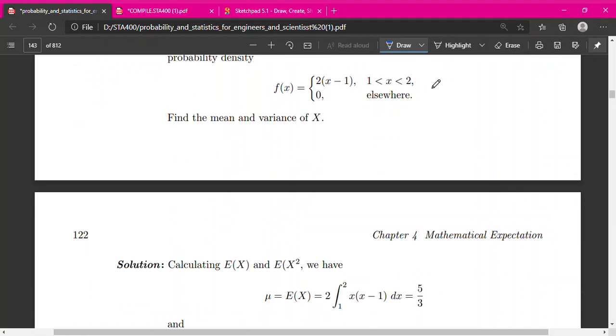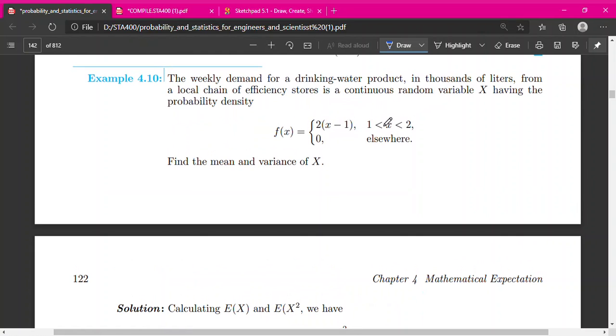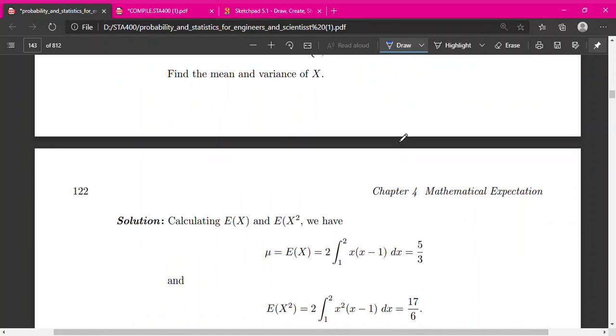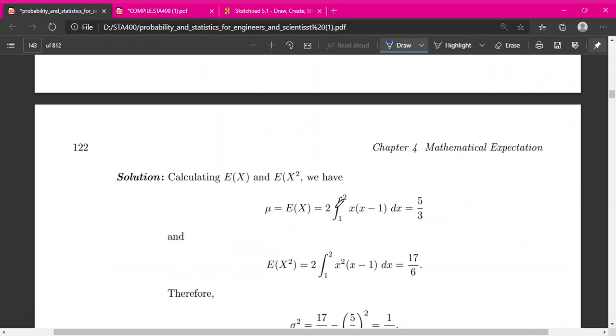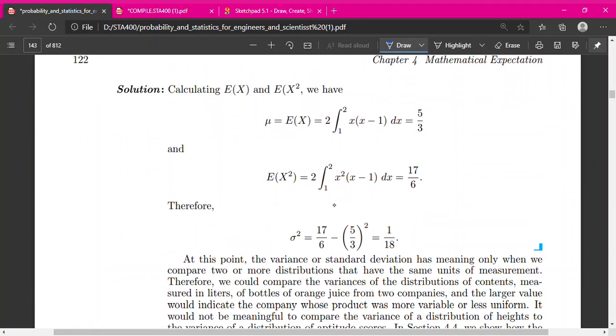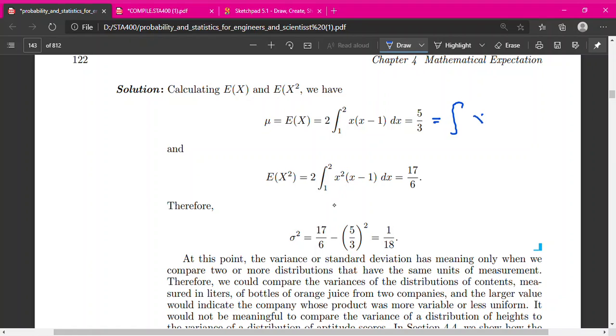The limit is 1 to 2,000 liters. So to find the mean and the variance, the mean is here, which is X multiplied by fx. Right, fx was 2 multiplied by x minus 1. So 2 multiplied by x minus 1, multiplied by x, like this, x fx dx. So X is X, fx is 2 times x minus 1, but we take the 2 out to the front because it is a constant, you know that.